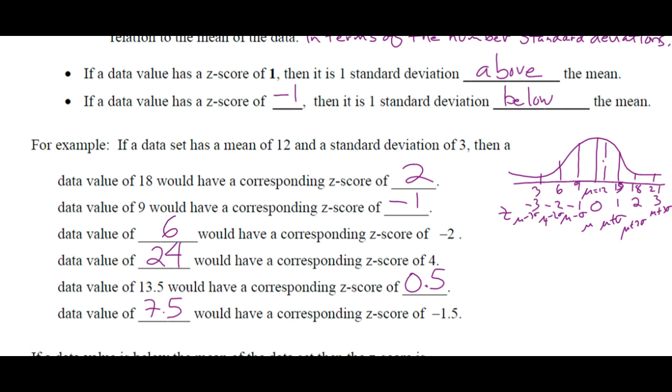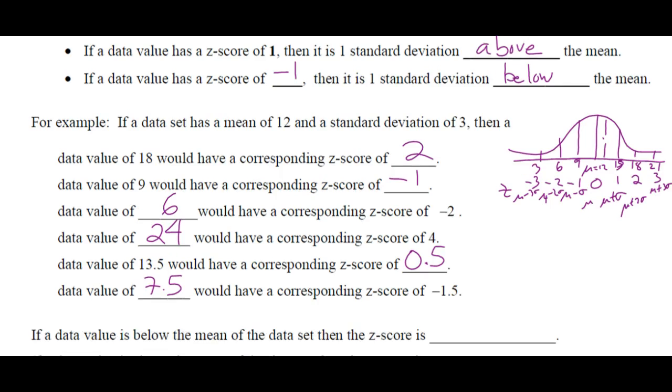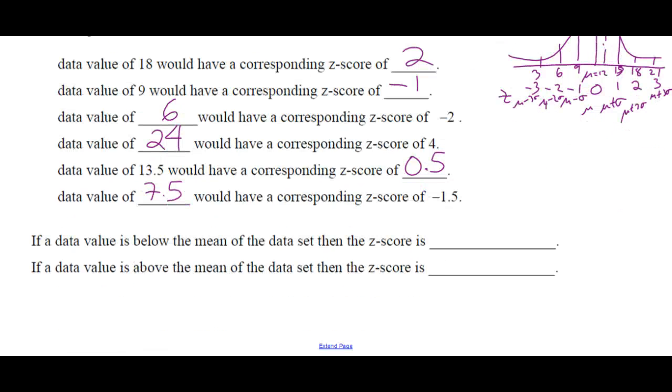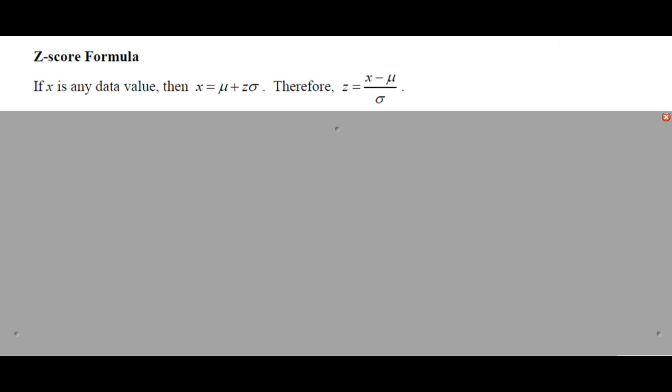So 7.5. So it would be handy if we had some kind of a formula, right? We're going to come up with one. If the data value is below the mean of the data set, then the z-score is negative, and if it's above the mean, then it's positive. Z-score formula, here it is. Okay, so if x is any data value, then x is equal to mu plus z times sigma, right?